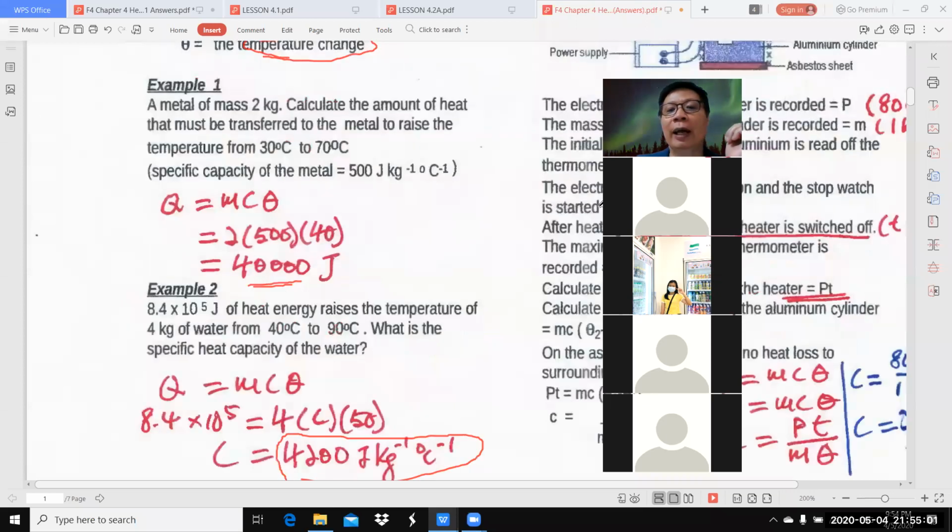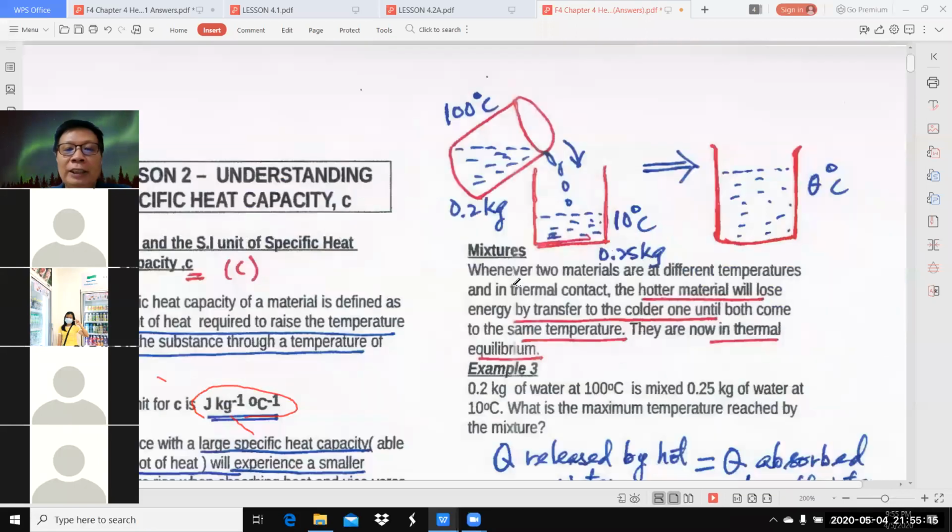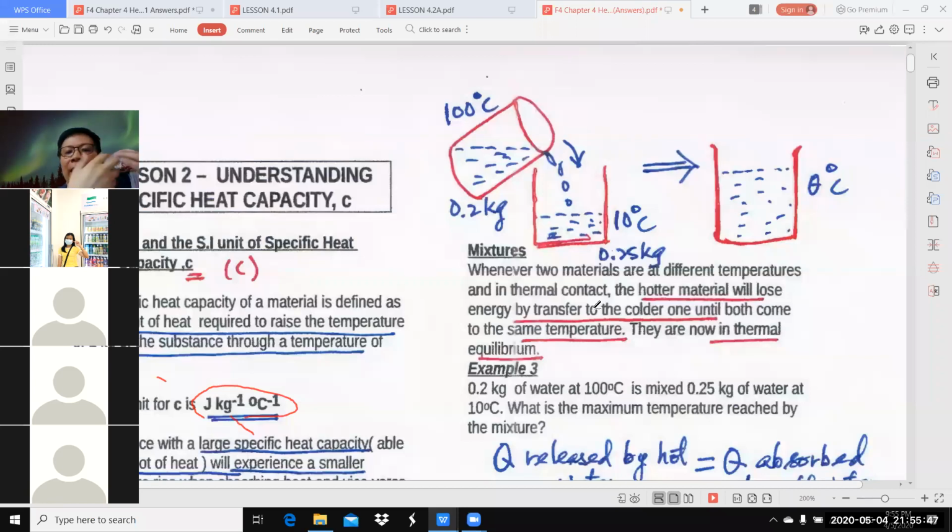Now we got another thing you need to learn here. Now this mixture, this one is more difficult. Class, you all listen properly. Mixture is what? Whenever two materials are at different temperature and in thermal contact, the hotter material will lose energy by transfer to the colder one until both come to the same temperature and they are now in thermal equilibrium. This one you know already. Mixture means you mix up two things, one hot one, one cold one. When you mix them up, you see what happens. After I explain this example 3 to you, you understand already.